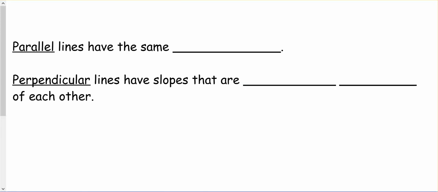So parallel lines have the same slope, and perpendicular lines have slopes that are opposite reciprocals of each other.